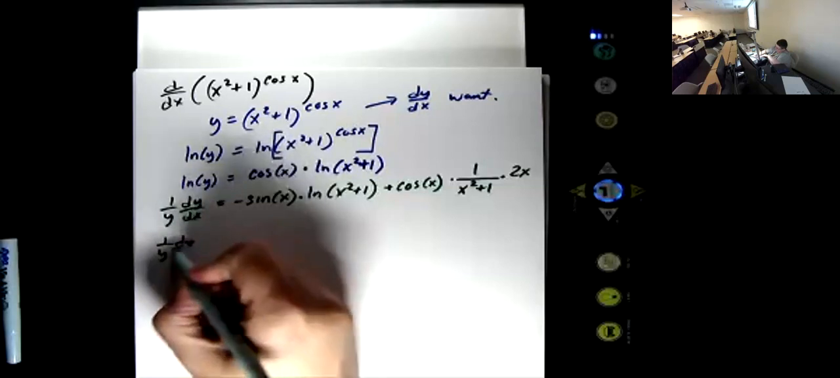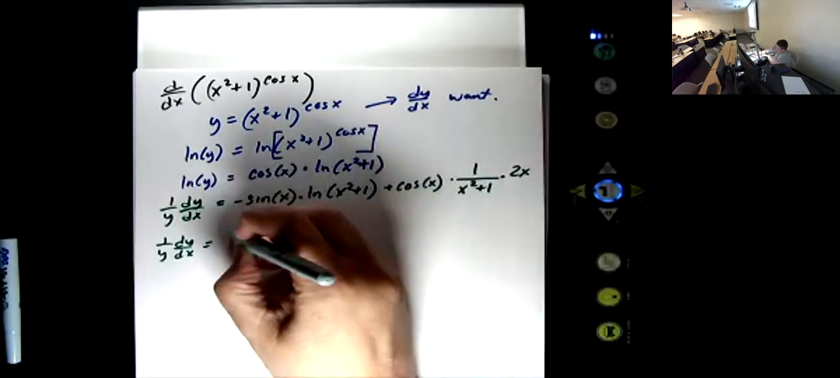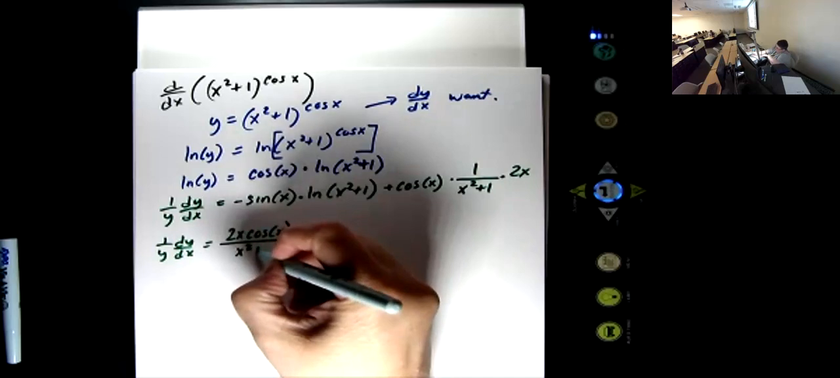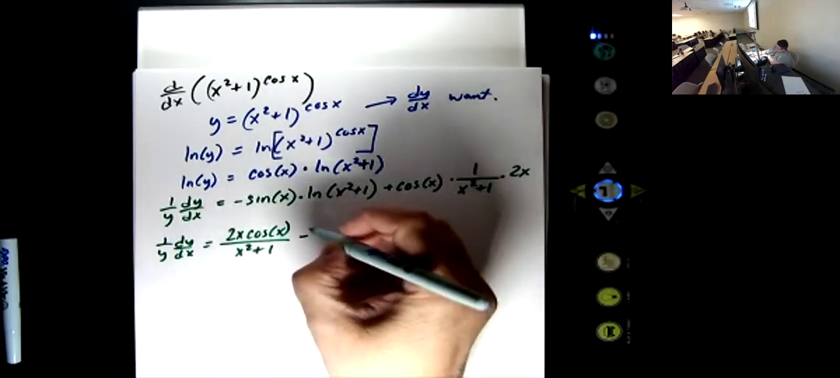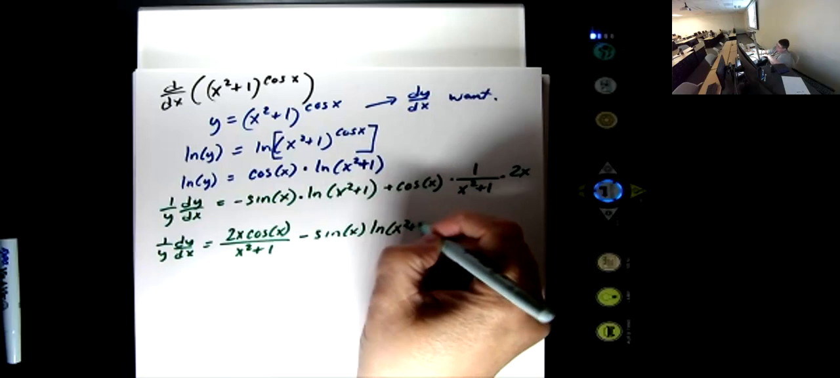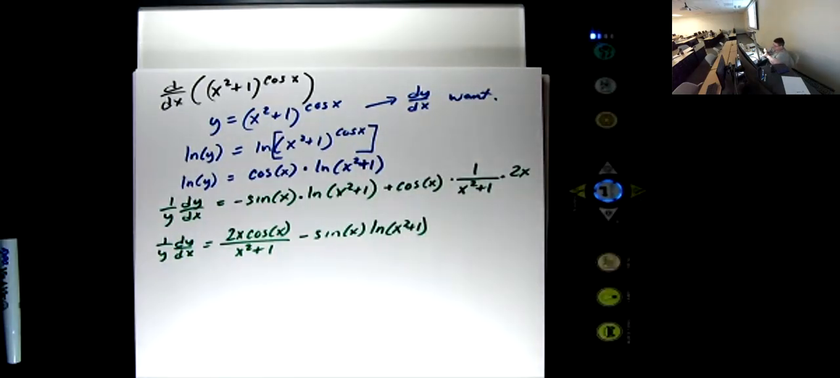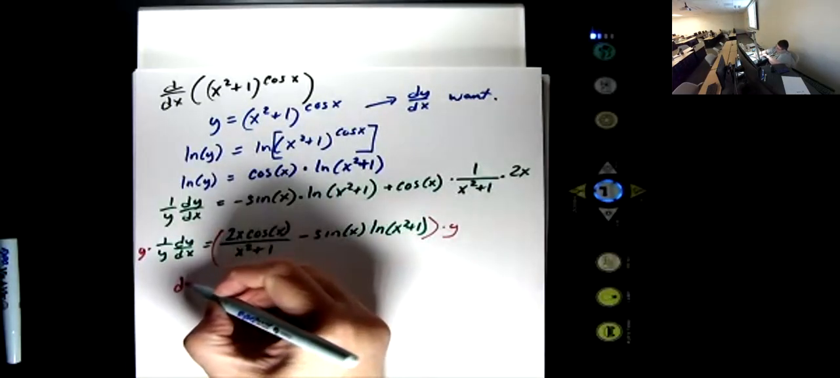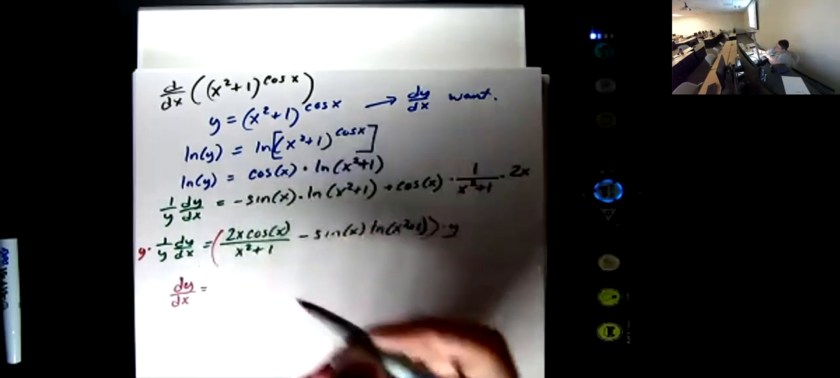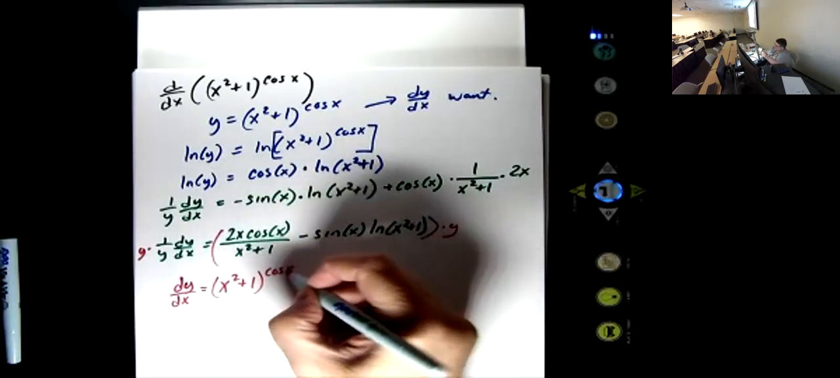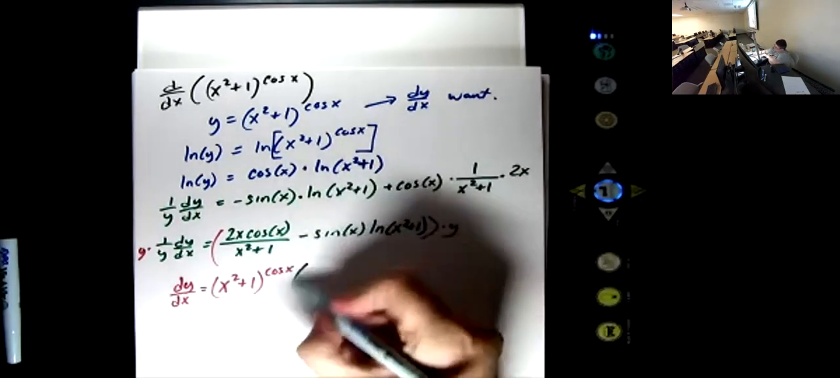So if I were to clean that up a little bit, I'm going to put the positive one first, the 2x cosine x over x squared plus 1, minus sine x natural log of x squared plus 1. And then we clear the y by multiplying both sides by y. And we get dy dx, which is what we're looking for. Which is y, the x squared plus 1 to the cosine x, times what we have in parentheses right there.